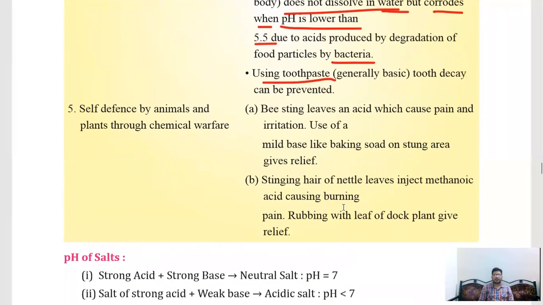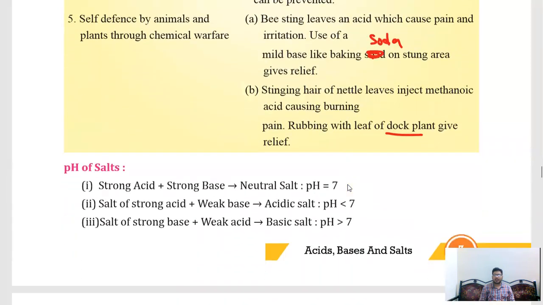Self-defense by animals and plants through chemical warfare. A bee sting leaves an acid which causes pain and irritation. When there is a bee sting, what do we have to do? You can apply some baking soda, which will give some relief. Next, the stinging hair of the nettle leaf injects methanoic acid, which causes burning. To avoid that, we rub that area with the dock plant, which grows beside the nettle leaf. So that is about pH in everyday life.